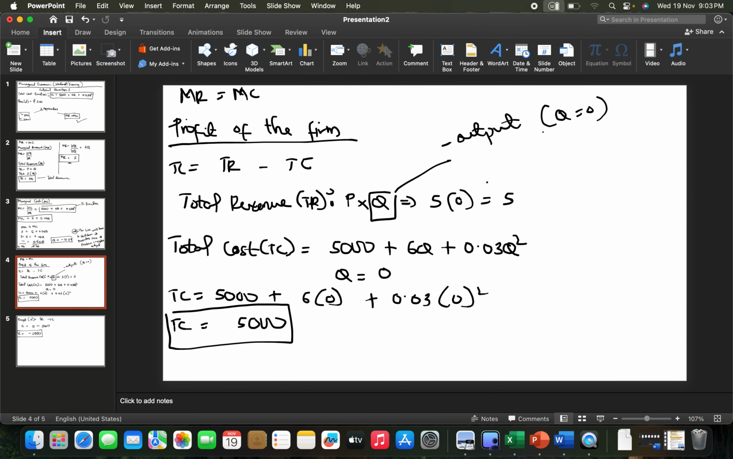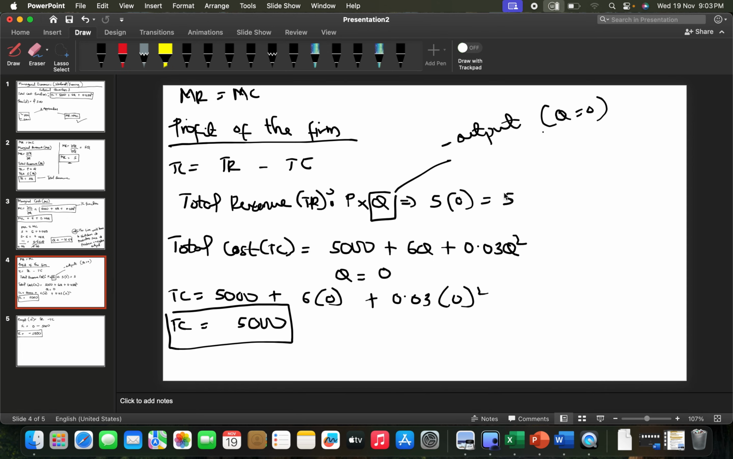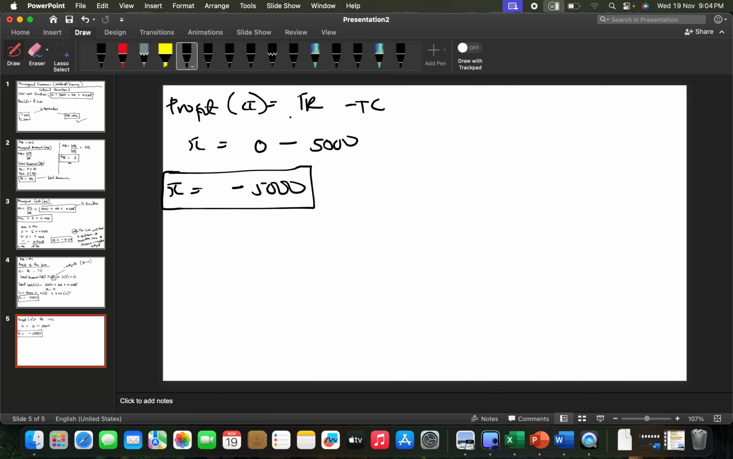No, sorry, let me correct this. Total revenue, there is a mistake there. Sorry about that. There was an oversight. 5 times 0 is 0, not 5. I'm so sorry about that. 5 times 0 is 0. So let's check the subsequent one if there's any issue. Yeah, so that's it. So 0 minus 5,000, profit is equal to minus 5,000. So you are making a negative profit. So that's all for question 3 of the tutorial questions.